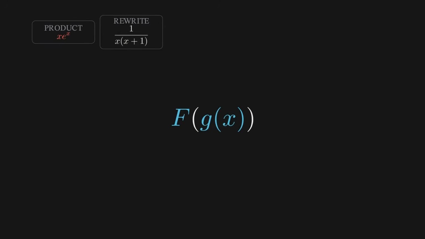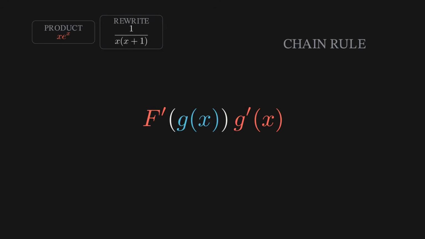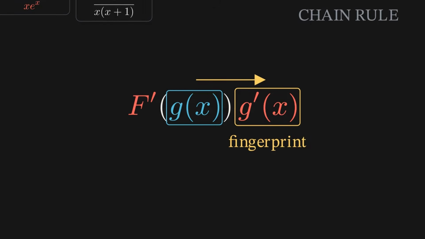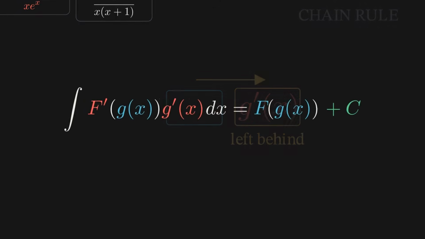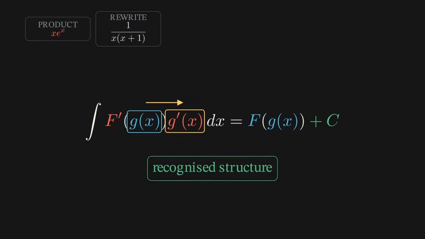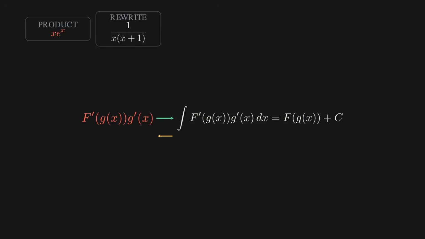You'll just see it. Let's start with the chain rule. When you differentiate a composed function, the derivative of the inside gets multiplied on. Look at that leftover factor, g prime of x. That's a fingerprint. The chain rule always leaves it behind. So flip it. If you're staring at an integral and you spot a function and its derivative sitting next to each other, you're not looking at a hard problem. You're looking at a chain rule that already happened.